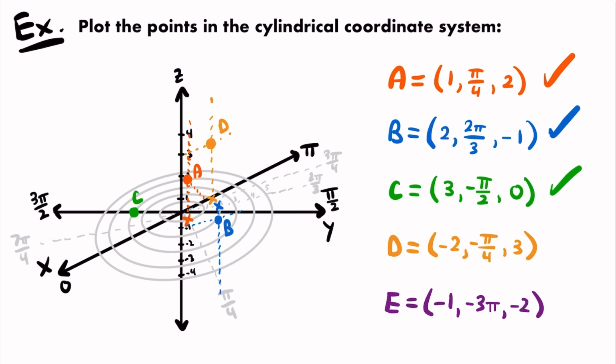Okay, and if you wanted to, I haven't really been doing this, but you can clean this up a little bit. You can erase those extra lines. You don't really need those. That can sometimes help with the visualization of these points within 3D space. But regardless, that is point D.